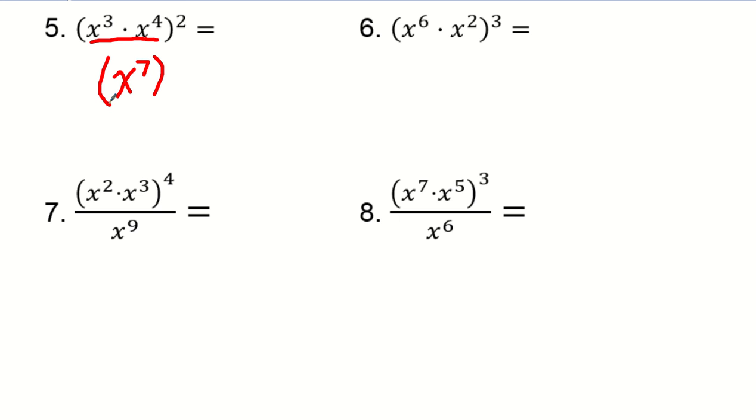That's pretty good with a mouse, if I do say so myself. But once this gets simplified to become x to the 7th, we still have this outside power of 2. So now you have x to the 7th to the 2nd. And that's where you multiply the powers together. Not too shabby.